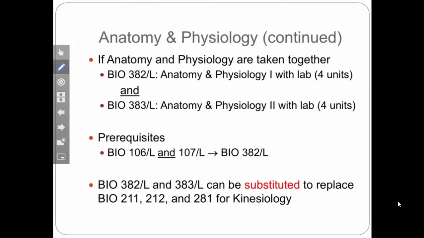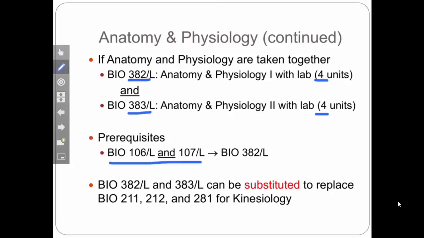If Anatomy and Physiology are taken together, you would take Bio 382 with lab and 383 with lab. This will give you a total of 8 units in Anatomy and Physiology, preventing the problem that you have with the 3 units from 211 and 212. If you decide to take 382 and 383, however, you must take 106 and 107 first. Bio 101 with lab will not be an acceptable prerequisite to 382.